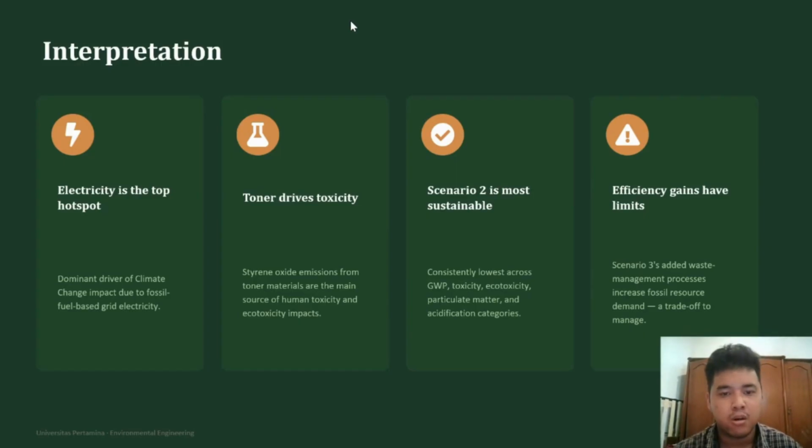Next, interpretation. Based on the interpretation stage, electricity consumption is the main environmental hotspot because it contributes the most to climate change. Toner is the largest contributor to toxicity impacts among the three scenarios. Scenario 2 is the most environmentally sustainable because it achieves the lowest impacts across almost all categories. Although scenario 3 improves waste management, additional processing energy creates a trade-off in fossil resource use.